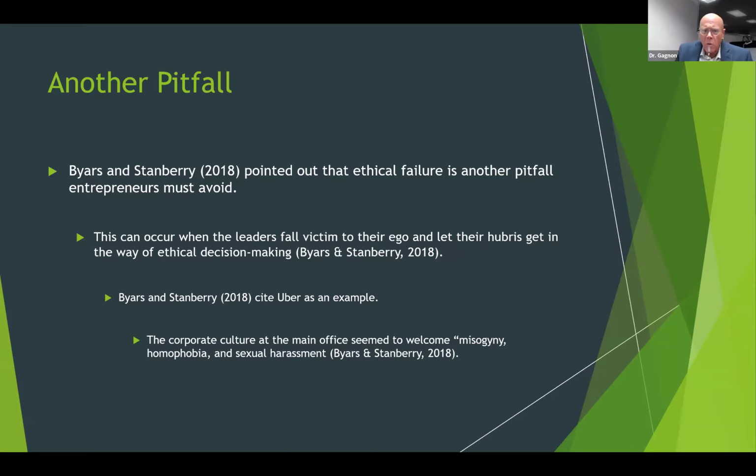Byers and Stanbury cite Uber as an example, and that's a very interesting story about Kalanick. He was the entrepreneur who started Uber. The corporate culture at the main office seemed to welcome misogyny, homophobia, and sexual harassment. Well, that's going to be a problem, because when we start welcoming those very things in, we are being unethical. We're not being diverse. We're not being inclusive. We're not being equitable. We're being problematic.